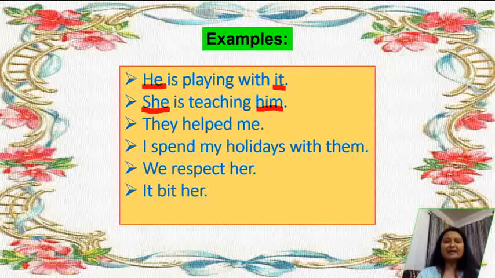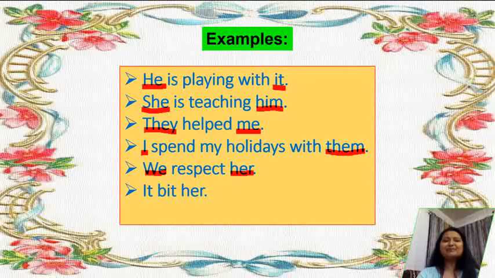Next, they helped me. Who is helping? They. Okay, so this is the subject pronoun. Who is getting the help? Me. So me is the object pronoun. Next, children, I spend my holidays with them. So what is I doing? Spending holidays, doing the action. And who is receiving the action? Them. Okay, so I is spending holidays with them. Now we respect her. We is performing the action of respecting. Who is receiving the respect? Her. So this is the object pronoun and we is the subject pronoun.